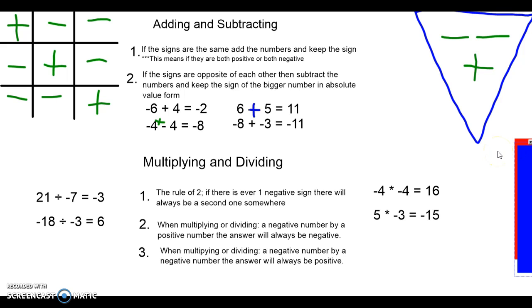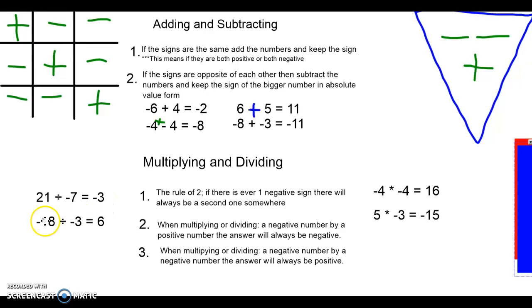Now this next part here, we have multiplying and dividing by integers, and this is actually a lot simpler than adding and subtracting, as long as you can remember the rule of 2. If there's ever one negative sign in a problem, there will always be a second one somewhere. So if we look at our examples, we can see every one of these problems. Even though the first part right here gives you 21 divided by negative 7, there's only one negative. That means the second negative is over here in the answer.